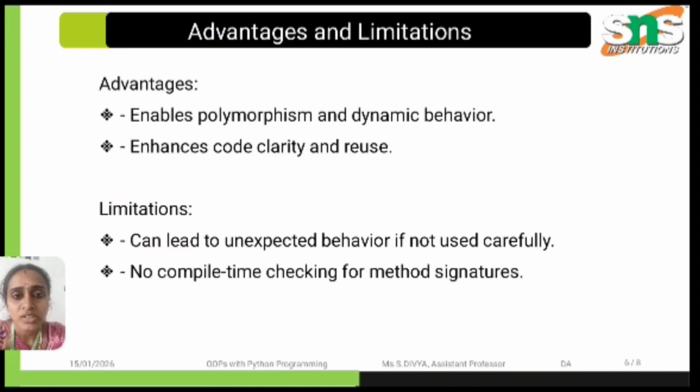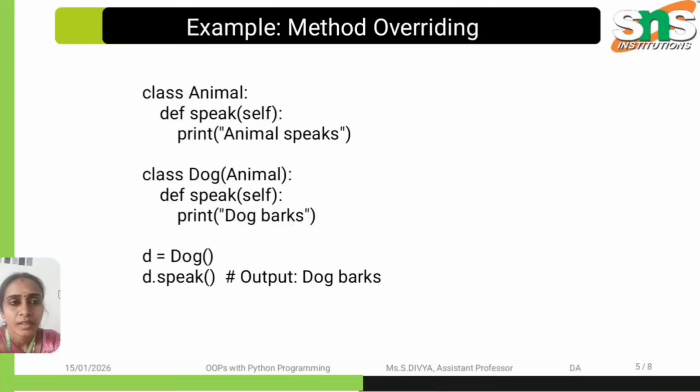The advantages are that it enables polymorphism and dynamic behavior, and it also enhances code clarity and reusability. The limitation is that it can lead to unexpected behavior if not used carefully, as there is no compile time checking for the method signature here.